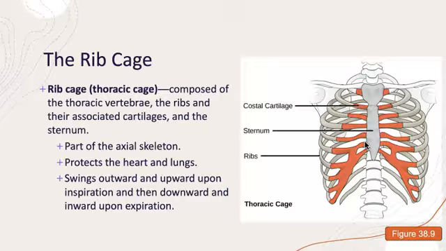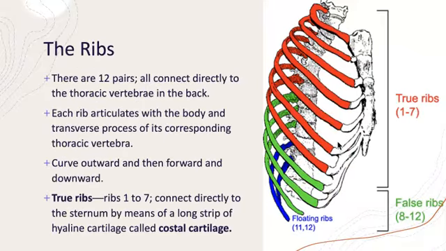It'll protect our heart and lungs, and like I said, it swings outward and upward upon inspiration. So using those intercostal muscles for help to lift those ribs up during that inspiration or inhalation. And then we'll use other intercostal muscles to push downward when we expire or exhale. And we have 12 pairs of ribs, so 12 on each side, that are going to connect directly to the thoracic vertebrae in the back.